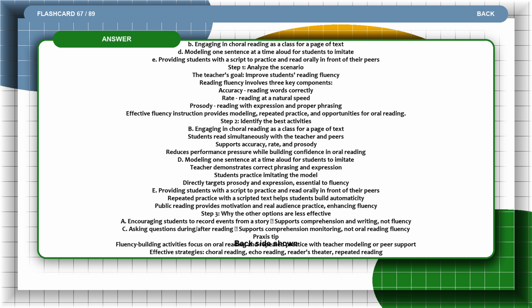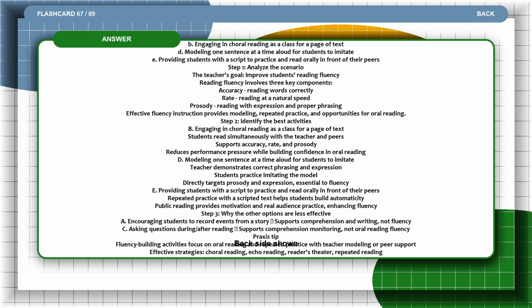Students read simultaneously with the teacher and peers. Supports accuracy, rate, and prosody. Reduces performance pressure while building confidence in oral reading. D. Modeling one sentence at a time aloud for students to imitate. Teacher demonstrates correct phrasing and expression. Students practice imitating the model directly. Targets prosody and expression, essential to fluency.